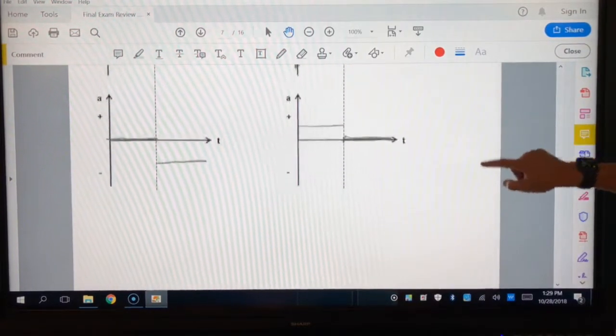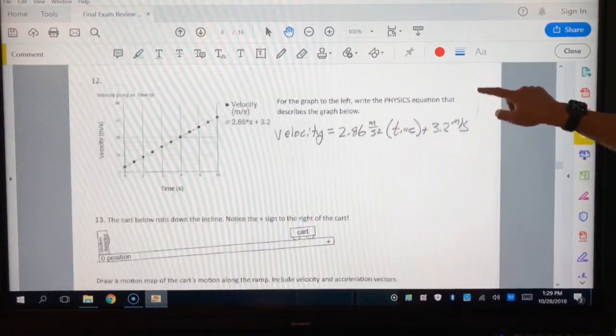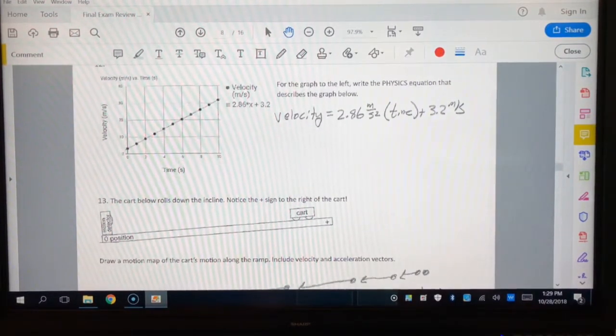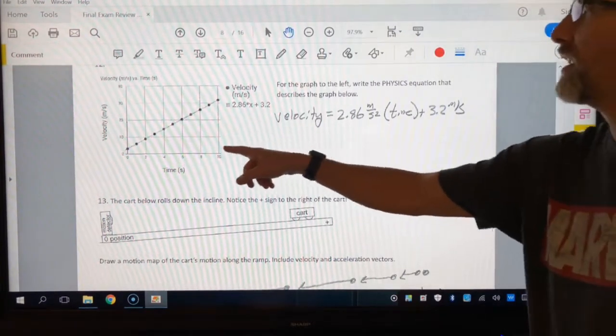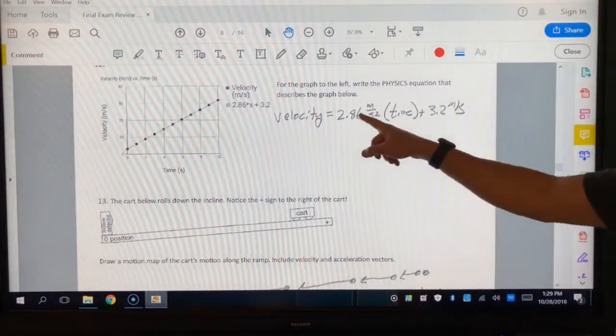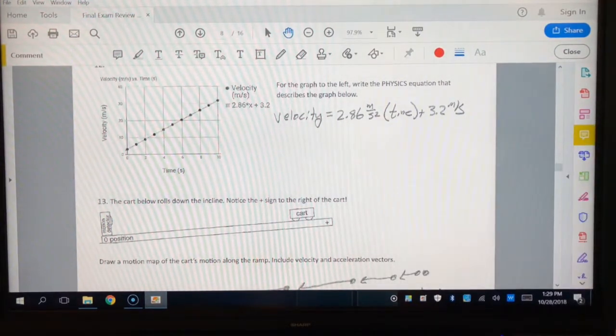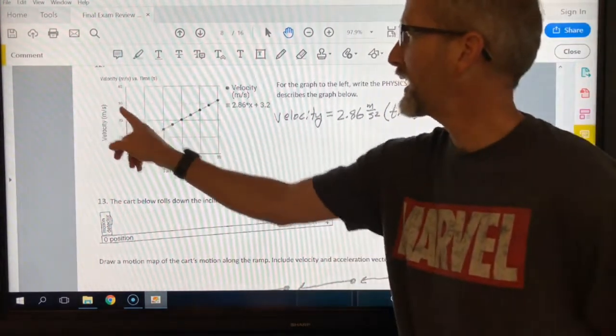We'll go ahead and move this on up again and take a look at number 12. From the graph to the left, they want us to write a physics equation. So here we've got velocity is equal to the slope, which is 2.86, but you have to figure out that it is a meter per second per second.